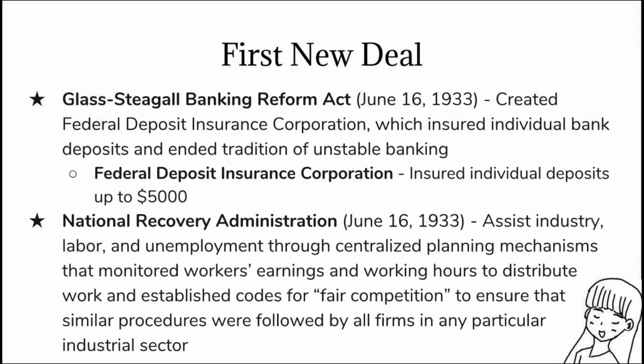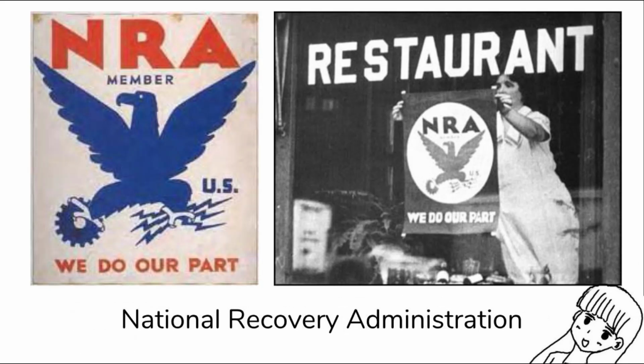There's the National Recovery Administration. It assisted industry, labor, and unemployment through centralized planning mechanisms that monitored workers' earnings and working hours to distribute work and establish codes for fair competition to ensure that similar procedures were followed by all firms in any particular industrial sector. It's pretty long. And then here's the NRA. Those are cool posters. Very nice.